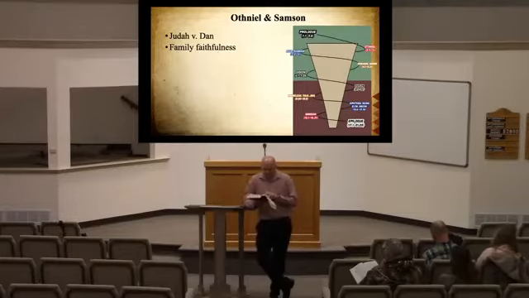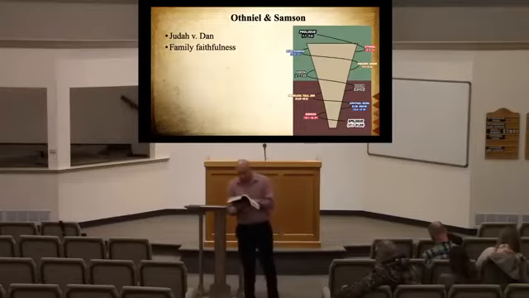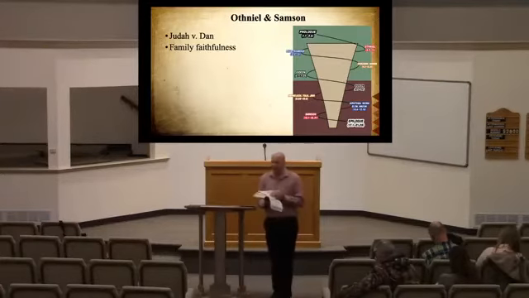Chapter 14 and verse 1. Samson went down to Timnah, and at Timnah he saw one of the daughters of the Philistines. Then he came up and told his father and mother, I saw one of the daughters of the Philistines at Timnah. Now get her for me as my wife. But his father and mother said to him, is there not a woman among the daughters of your relatives or among all the people that you must go and take a wife from the uncircumcised Philistines? But Samson said to his father, get her for me, for she is right in my own eyes.